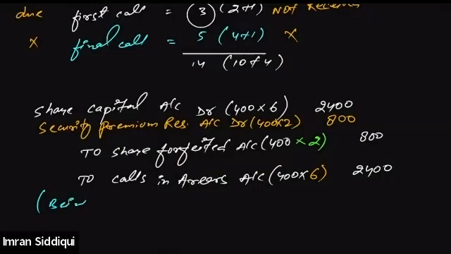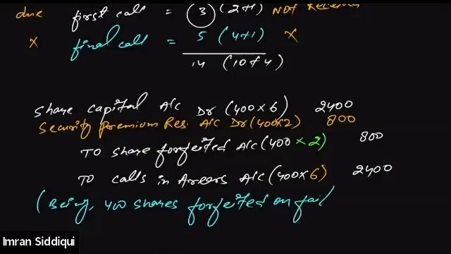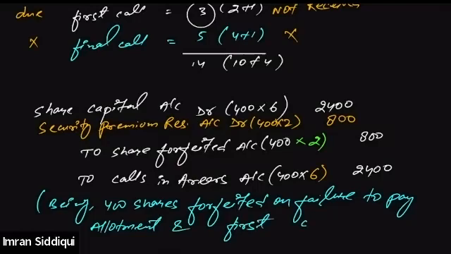Now we can write down the narration as: being 400 shares forfeited on failure to pay allotment and first call. Got it? Is that clear, everybody? Yes. Yes, sir. It's clear. Yes, sir.